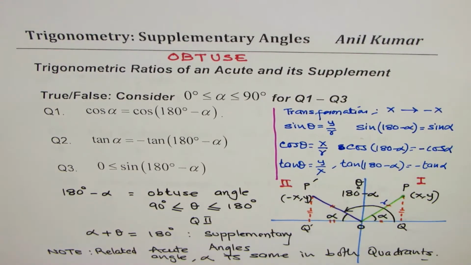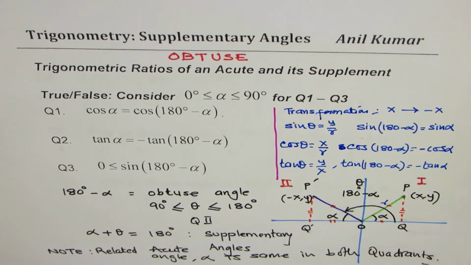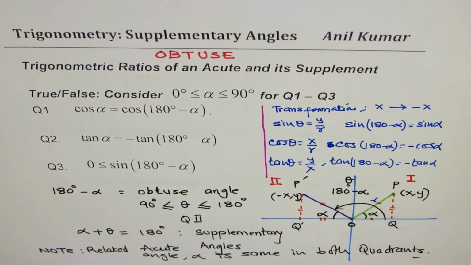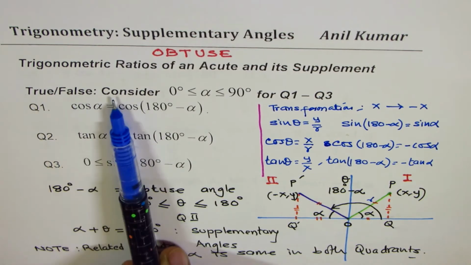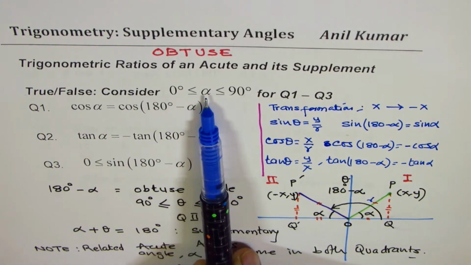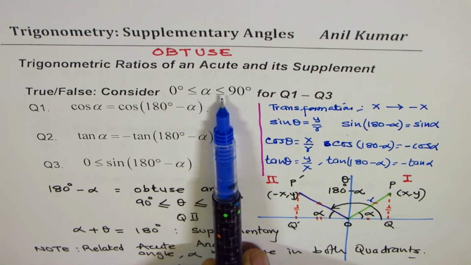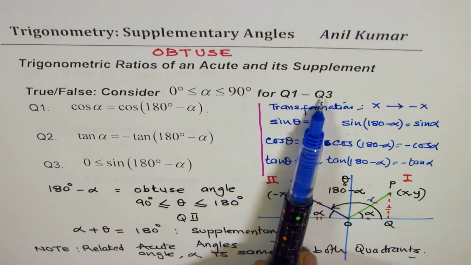Is that clear? And you can relate all of them with the diagram which I have made here, right? So let me just push this page a bit. So I hope that is absolutely clear. Now from here, let's take the following 10 multiple choice questions. The very first question is the true or false. You need to consider alpha between 0 to 90 degrees to answer these three questions.